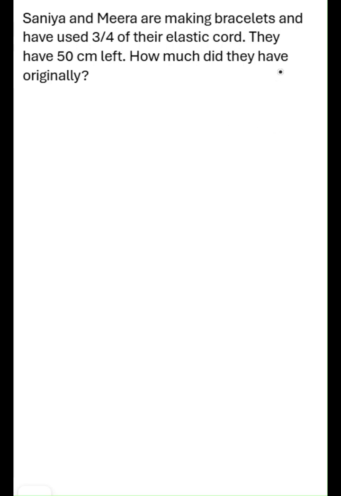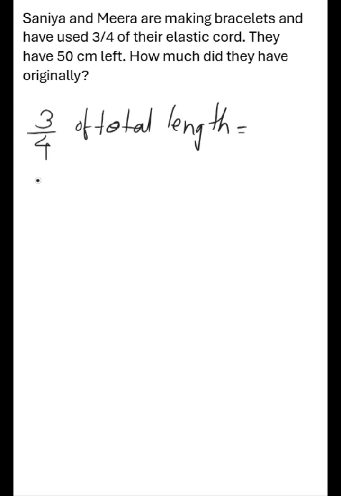Sania and Meera are making bracelets and have used 3 by 4 of their elastic cord. So 3 by 4 of the total length they have used. That means the total length is 4 by 4. Why? Because 4 parts are there, and 4 by 4 will be the total length.